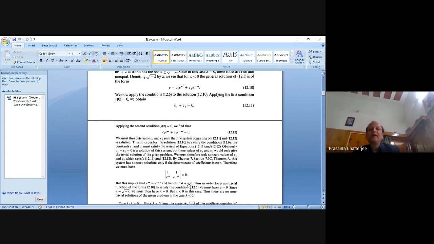So if alpha equal to 0, then lambda equal to 0. So it's not possible to get a non-trivial solution if lambda less than 0.